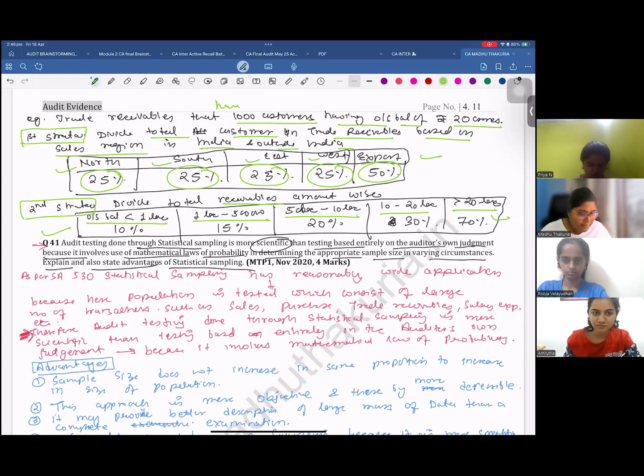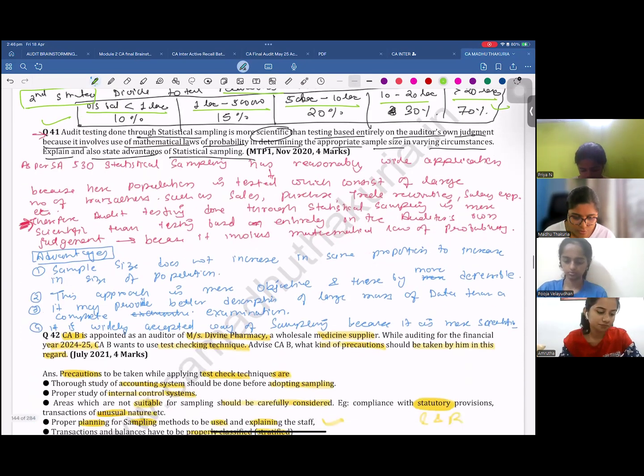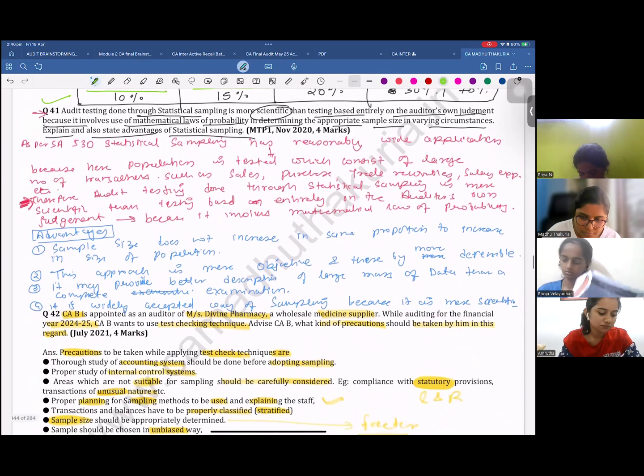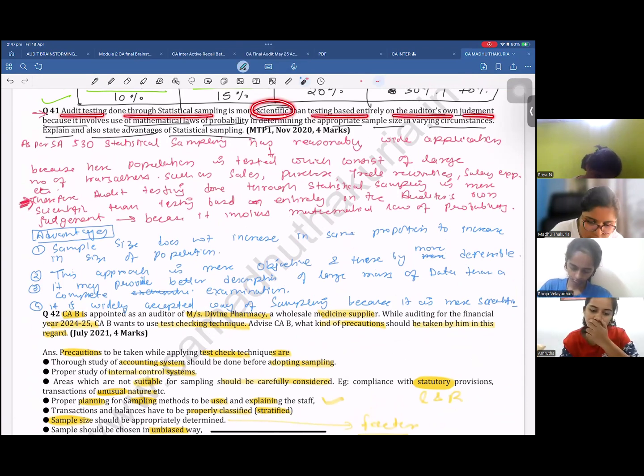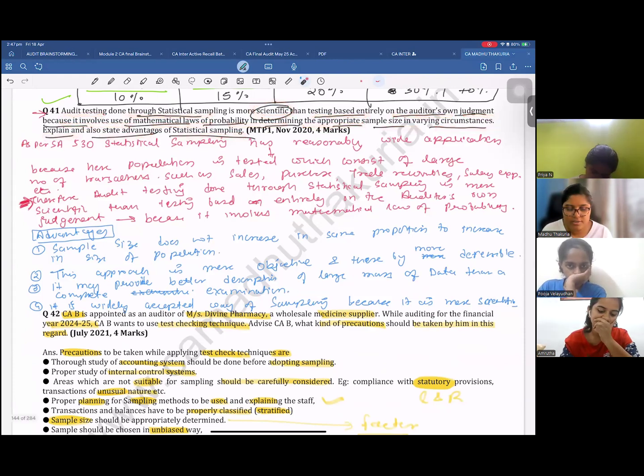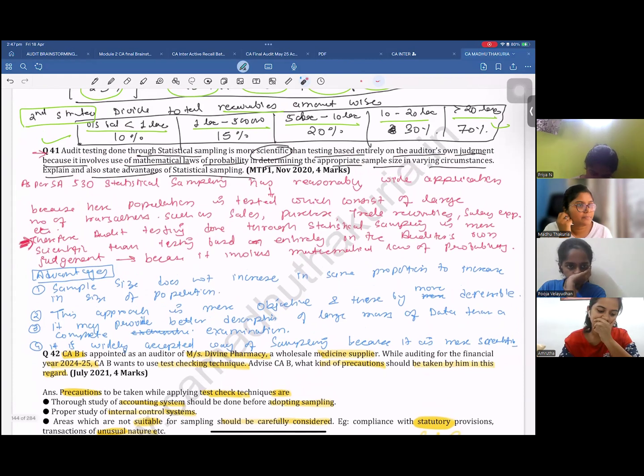Now, remember you had a question on the advantages of statistical sampling, right? This is another good question from the exam point of view. Audit testing done through statistical sampling is more scientific than testing based on the auditor's own judgment, because it involves the use of mathematical laws of probability in determining the appropriate sample size in varying circumstances. Explain and also state the advantages of statistical sampling. So first, we should know how to explain statistical sampling in 3 to 4 lines.